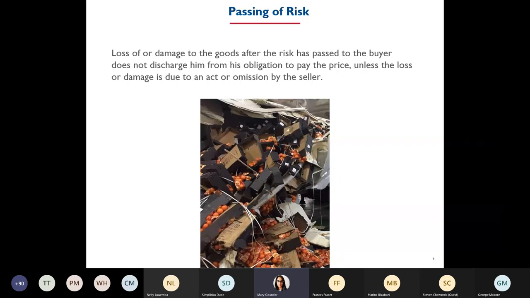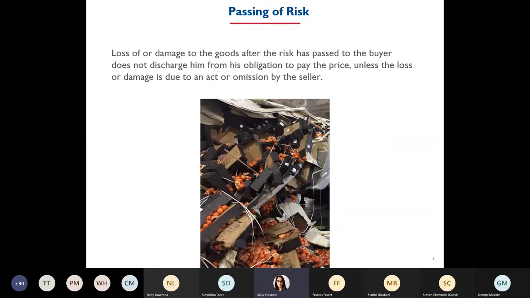So passing of risk: loss or damage to the goods after the risk has passed to the buyer does not discharge him from his obligation to pay the price, unless the loss or damage is due to an act or omission of the seller. Now, if we've used a specific Incoterm and the risk has already passed to me, and the goods have arrived and the truck that it's on has an accident, I still need to pay the price for the goods, because that is my obligation according to our contract between you, the seller, and me, the buyer. So I cannot get out of paying the price.